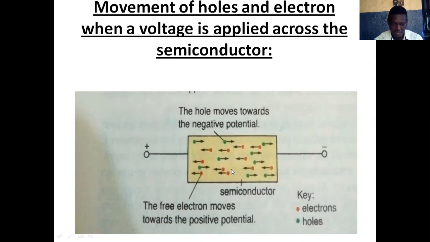So what is actually happening now? External voltage, positive, negative. So our electrons are migrating towards what? Positive potential, while the holes are migrating towards the negative potential. Meaning electrons that are negative are moving towards the positive part of the battery, and the holes are moving towards the negative part of the battery.